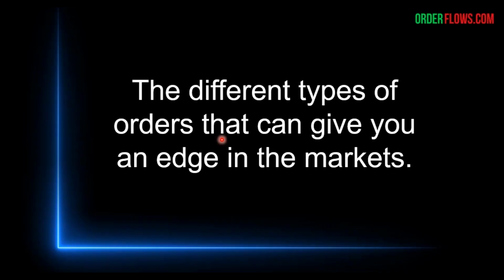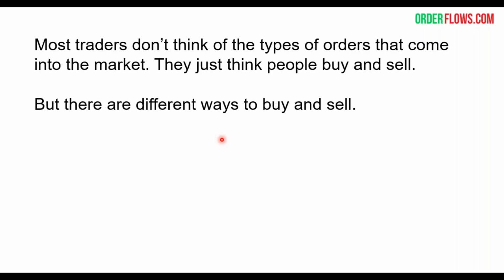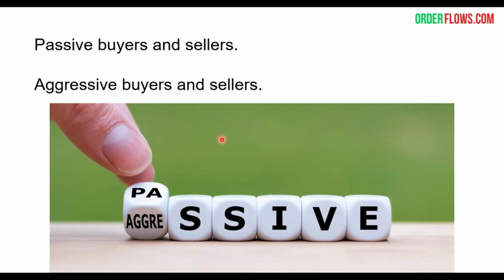rather than waiting for a breakout of this high up here at 30. Now, the different types of orders that could give you an edge in the market. Well, you got to understand what the different type of trading is, right? I explained that a bit earlier. Most traders don't think of the types of orders that come into the market. They just think people buy and people sell. But there are different ways to buy and sell something. There are passive buyers and sellers, and there are aggressive buyers and aggressive sellers. And recognizing the difference in them is going to revolutionize your trading. And most people don't think about this.